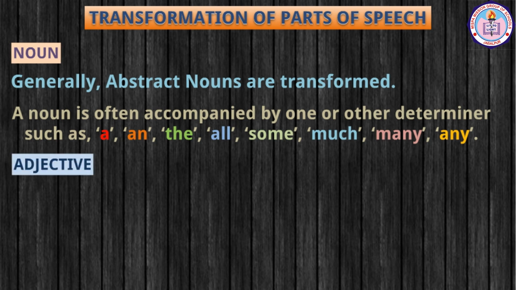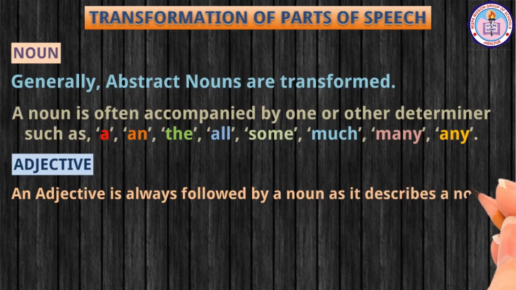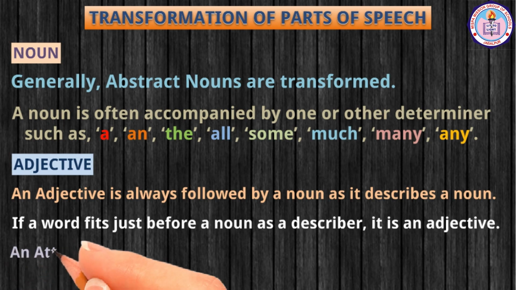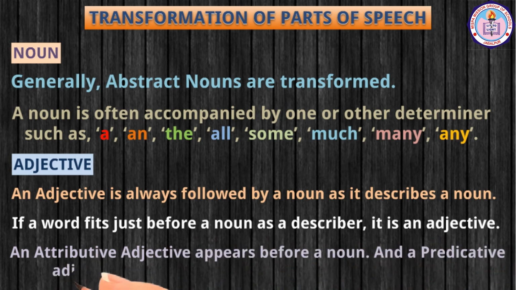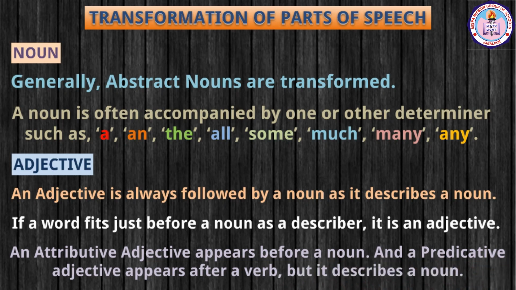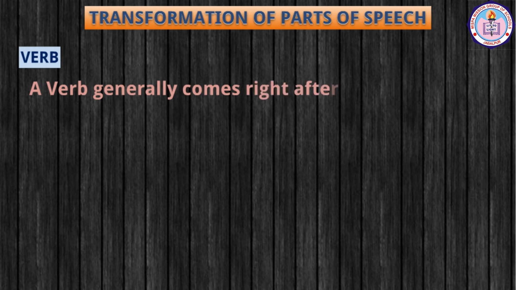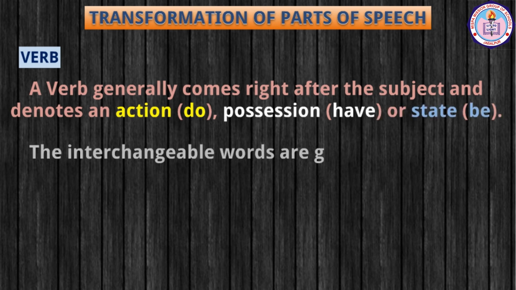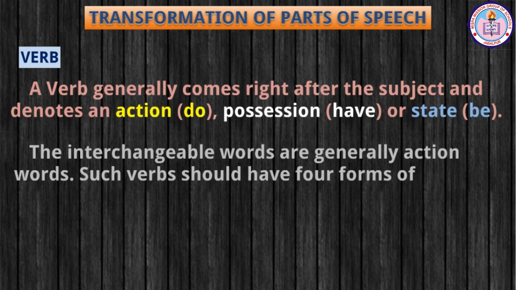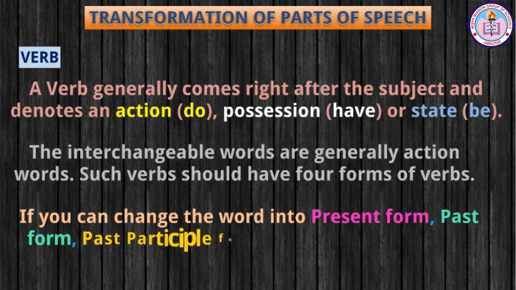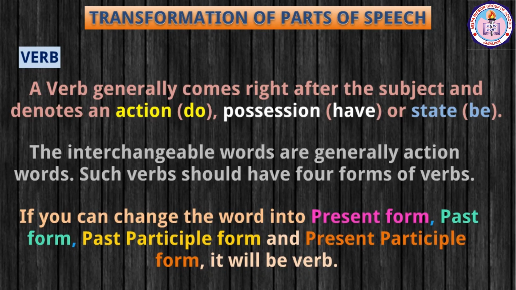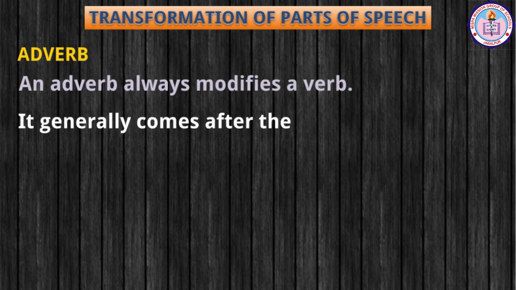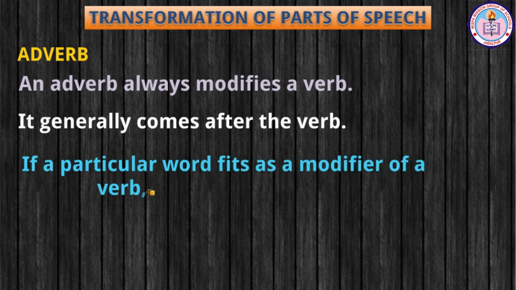Adjective. As you know, an adjective is always followed by a noun as it describes a noun. That means if a word fits just before a noun as a describer, it is an adjective. An attributive adjective appears before a noun, and a predicative adjective appears after a verb but it describes a noun. Verb. A verb generally comes right after the subject and denotes an action, do, possession, have, or state, be. The interchangeable words are generally action words. Such verbs should have 4 forms of verb. If you can change the word into present form, past participle form and present participle form, then it will be a verb. Adverb. As you know, an adverb always modifies a verb. It generally comes after the verb. If a particular word fits as a modifier of a verb, it can be an adverb.